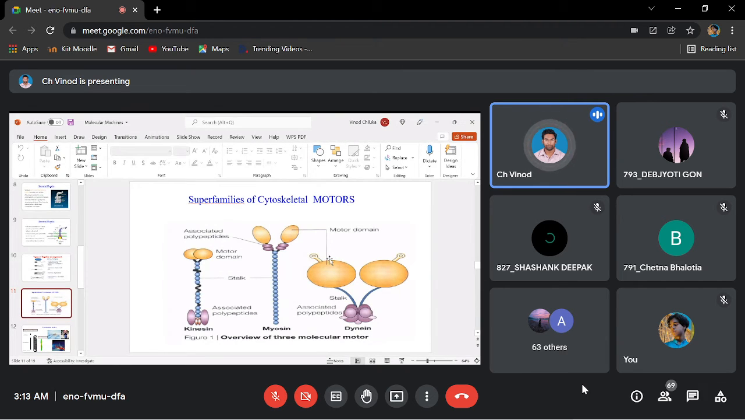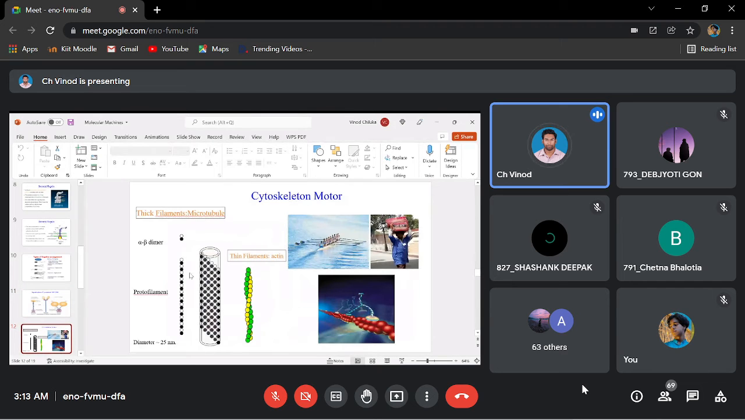And these two are dependent upon the microtubule portion. So myosin is made up of a protein called myosin, microfilaments are made up of a protein called actin, and microtubules are made up of a protein called tubulin.